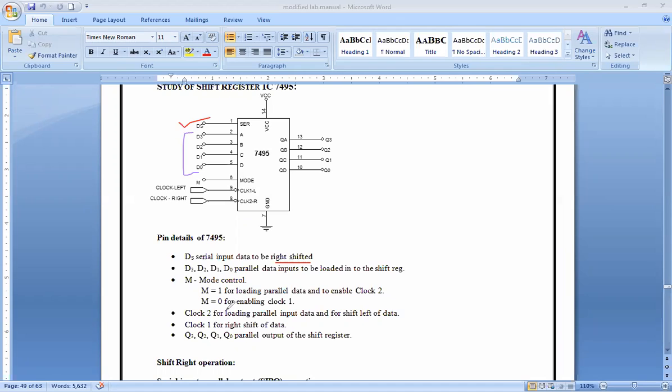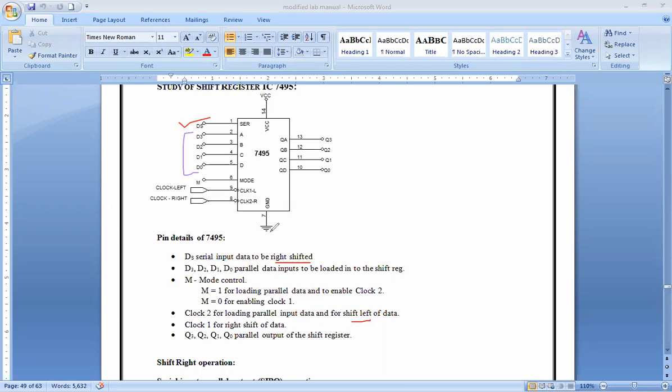As you can see here, clock 2 is for loading parallel input data and for shifting the data right. Clock 1 is for left shift. So if you want to shift the data right, then clock 2. Then if you want to left shift the data, then clock 1.